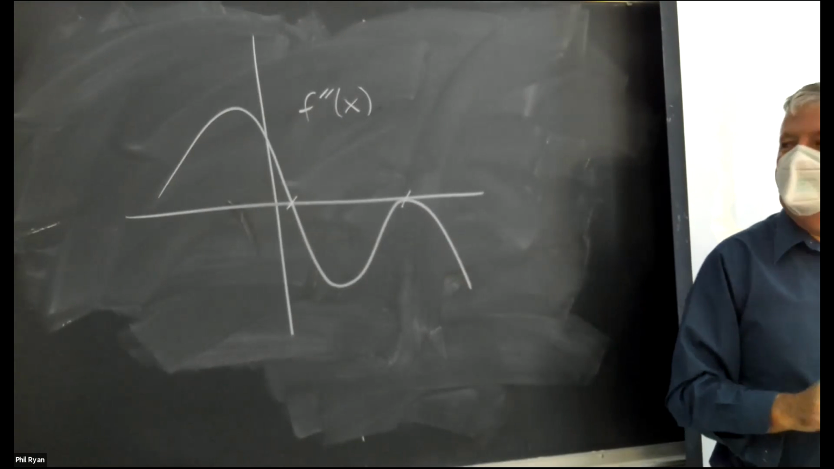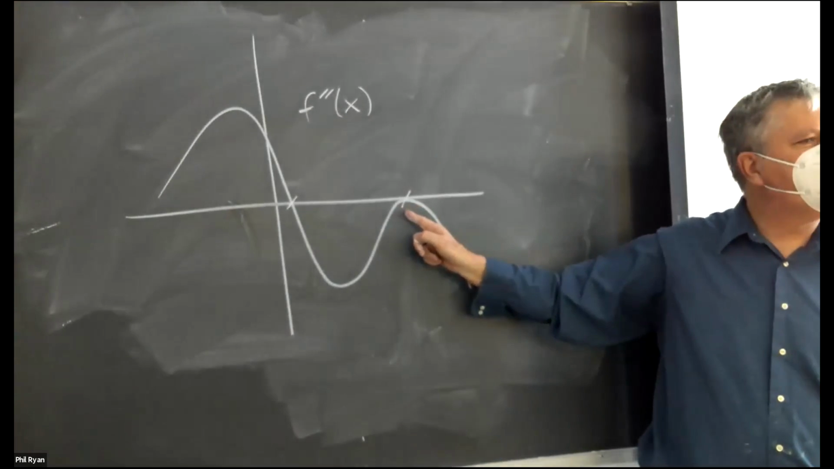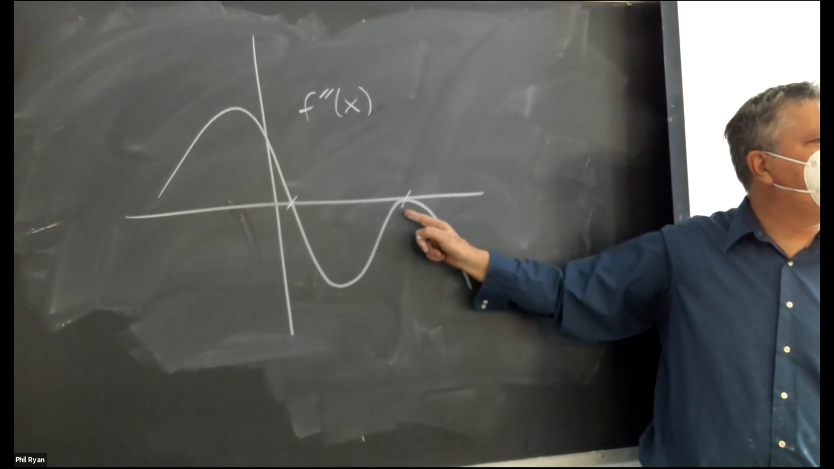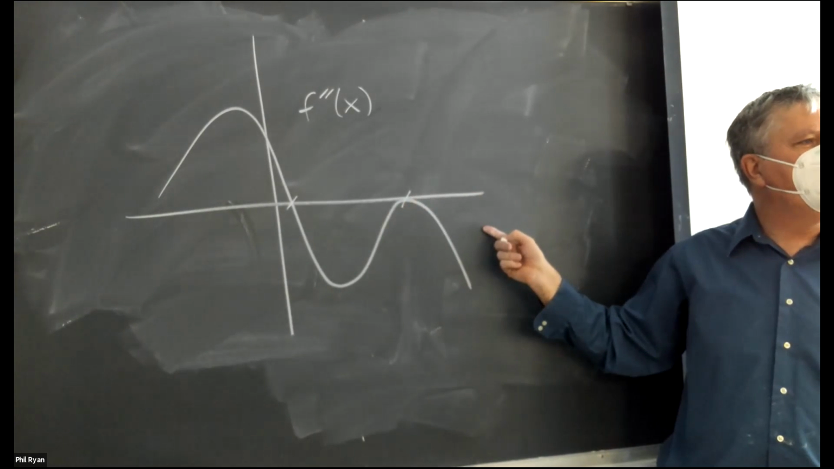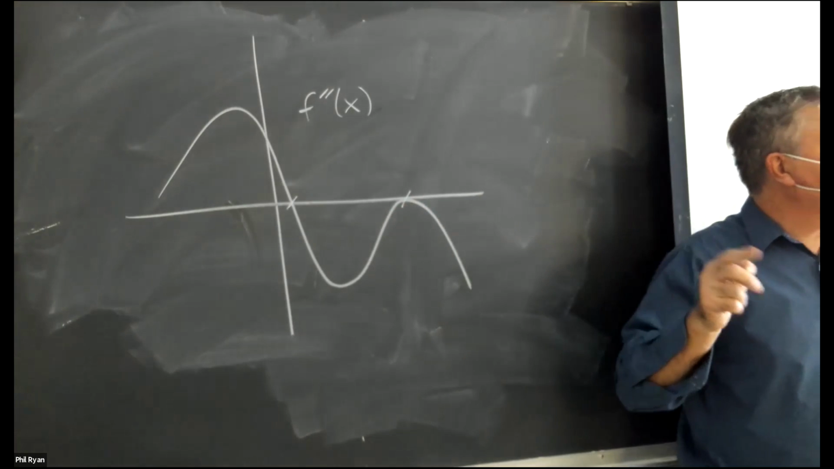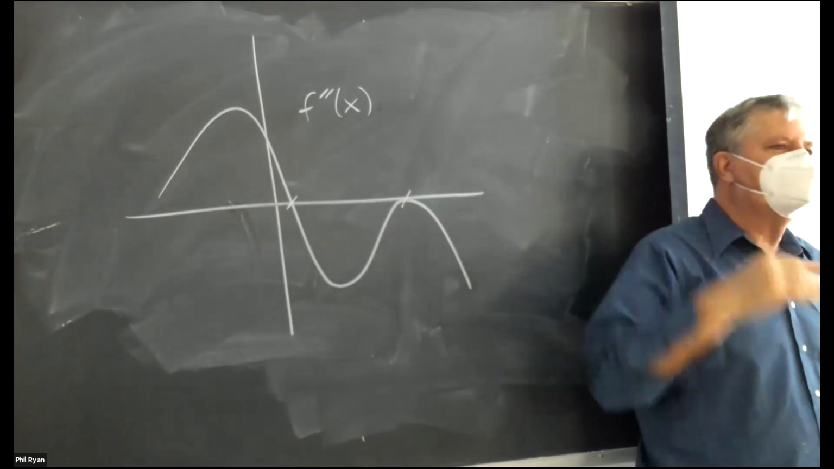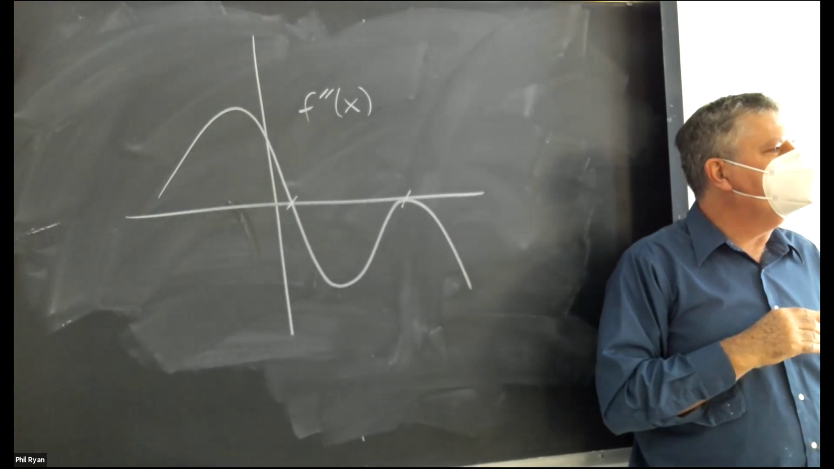Now, is this an inflection point? Will this give us an inflection point for f? No, right? Because beforehand it's negative, afterhand it's negative. So the function straightens, but it doesn't change concavity before and after.